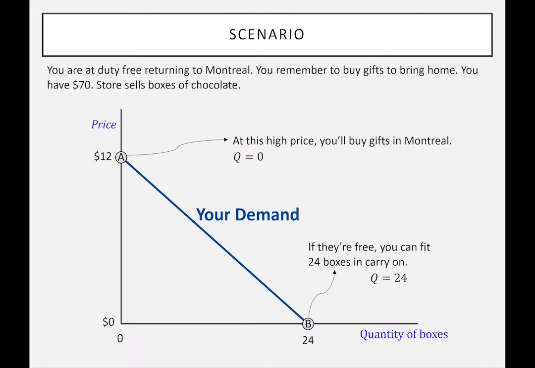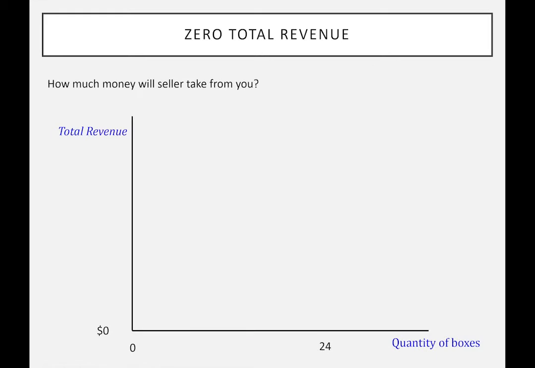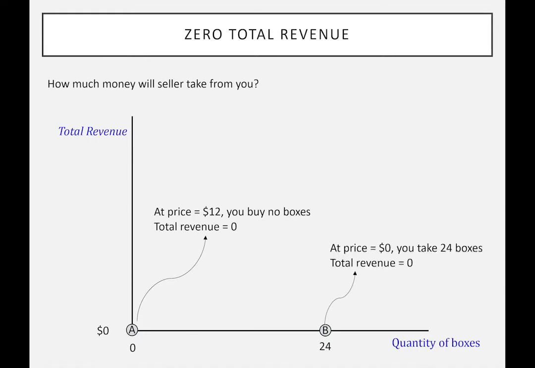But you can quickly see that at point A and point B, he'll have zero total revenue. He's not going to get any money from you. Let's take a look at this. At the price of $12, you're not going to buy any boxes, so at point A total revenue is zero. If at the other extreme he gives them away for free, you'll take 24 boxes, but once again his total revenue will be zero. But clearly, in between these two points, between 0 and 24, he's going to have some total revenue. He's going to make money of some sort. You're going to buy some boxes, and he's going to have to hand over some money. So I want to see what that would look like.